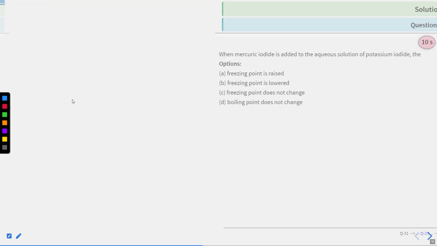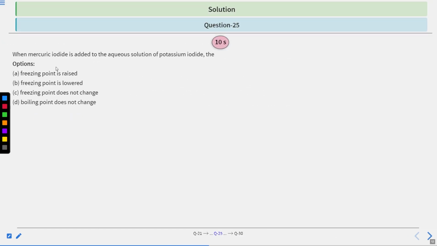Okay. Let's move to next question, question number 25. When mercuric iodide is added to the aqueous solution of potassium iodide, we have to find out which option is correct. So freezing point is raised, freezing point is lowered, freezing point does not change, boiling point does not change. So you have 10 seconds to solve this question. After that, we will see the answer.